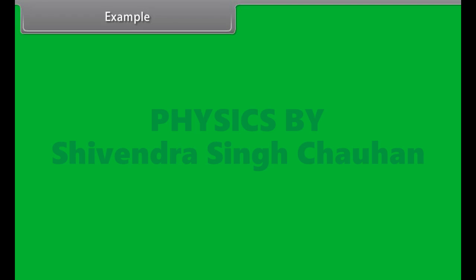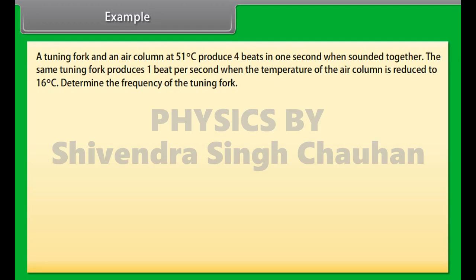Example. Let's take an example of beats. A tuning fork and an air column at 51 degrees Celsius produce 4 beats in 1 second when sounded together. The same tuning fork produces 1 beat per second when the temperature of the air column is reduced to 16 degrees Celsius. Determine the frequency of the tuning fork. Let's see the solution.